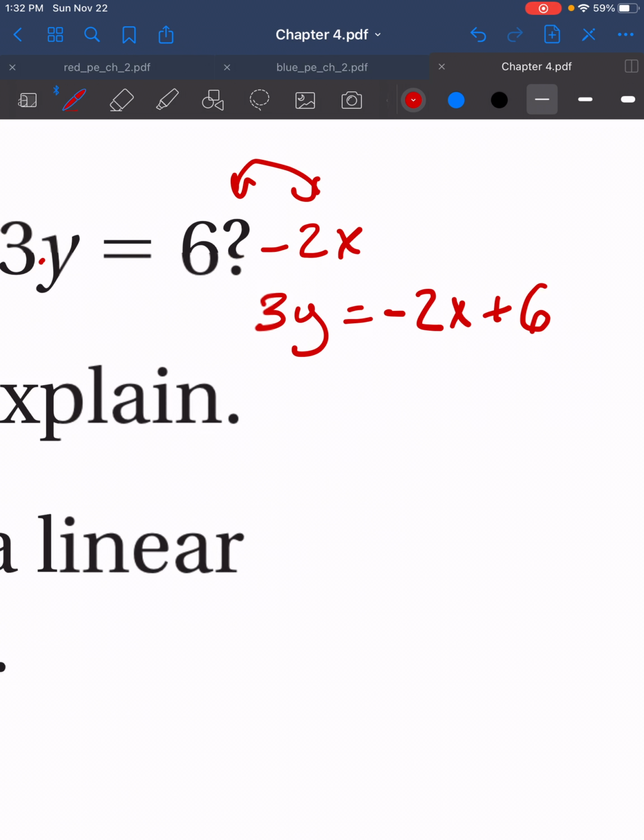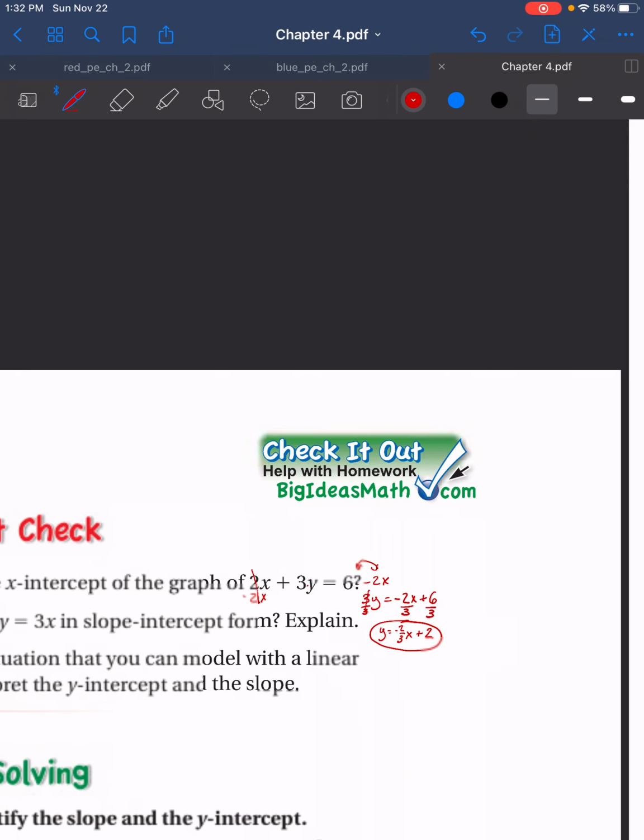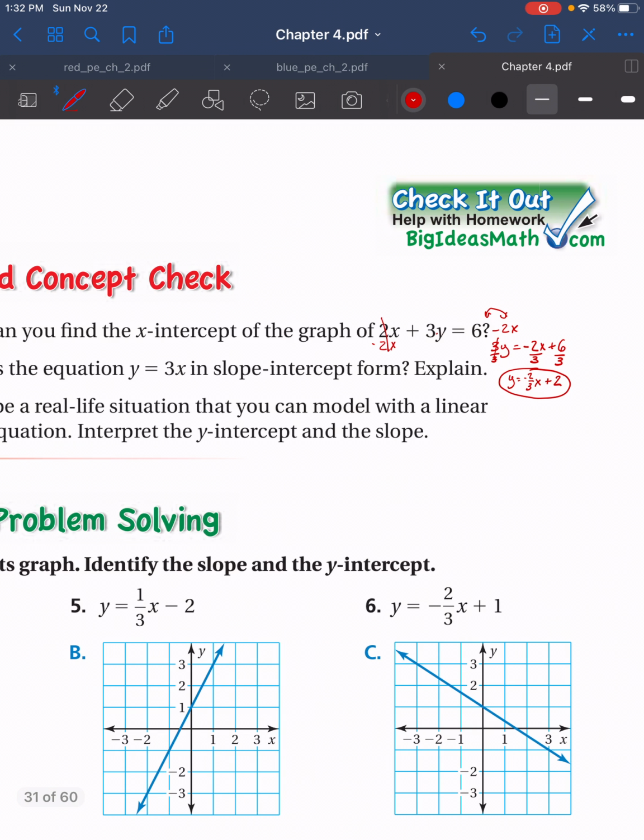Now how do I get y by itself? Divide by 3. Now if I'm dividing by 3, I have to divide everything by 3. Okay? So I have y equals negative 2/3 x. Guys, that's my slope. I don't have to solve it. That is my slope. What is 6 divided by 3? 2. So now that I have my slope-intercept form, y equals mx plus b, can I graph it to be able to find the x-intercept?